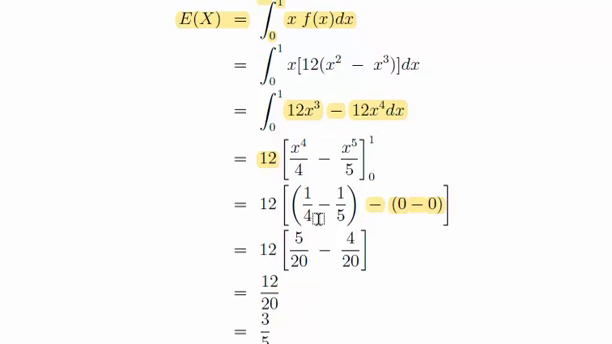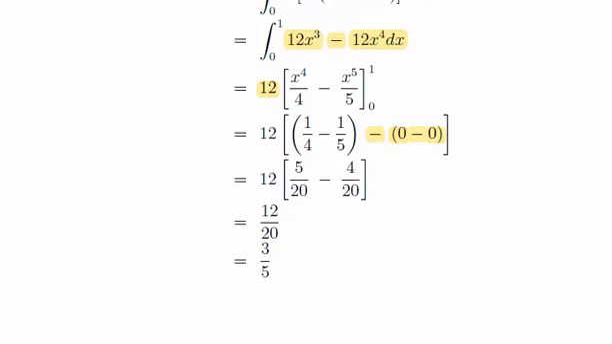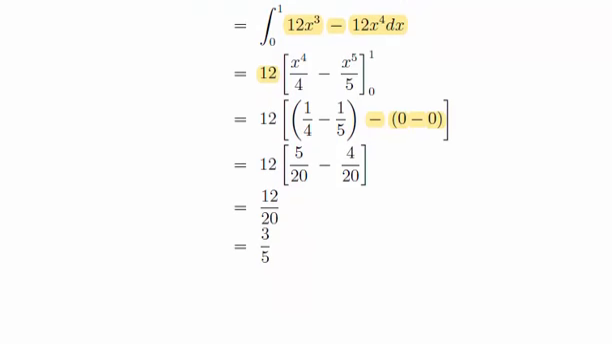Just simplifying it out, you can follow the arithmetic there. I've done it in very small steps. 1 quarter is equal to 5 over 20, 1/5 is 4 over 20. The difference there is 1 over 20, 12 times 1 over 20 is 12 over 20, so the expected value, our mean, is 3 over 5, which is 0.6, not far off the mode. Just make a note of that.